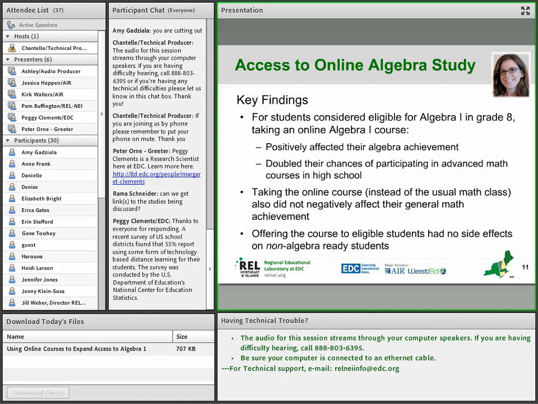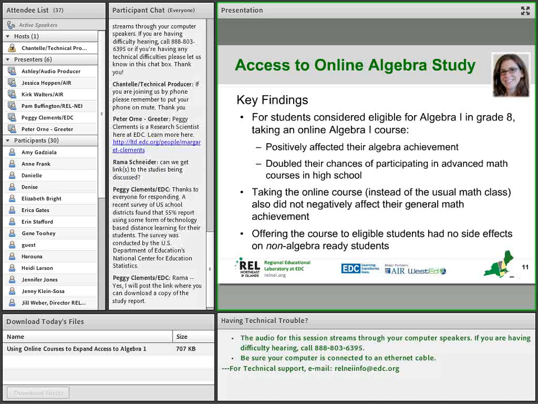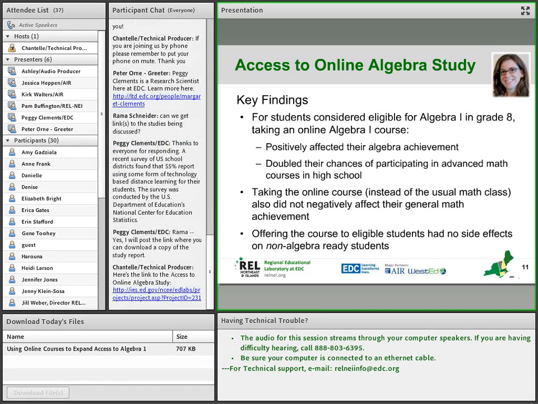Thanks again. The overall finding of this study was that offering Algebra I as an online course, which, as you all indicated in the polls before, not the specific courses that you're offering, whether it's Algebra I or something else, but obviously there's a lot of implementation of online courses in K-12 education, increasingly so every year. And we found that doing this in this context is an effective way to broaden access in schools, to make the course more available to 8th grade students who are eligible for the course.